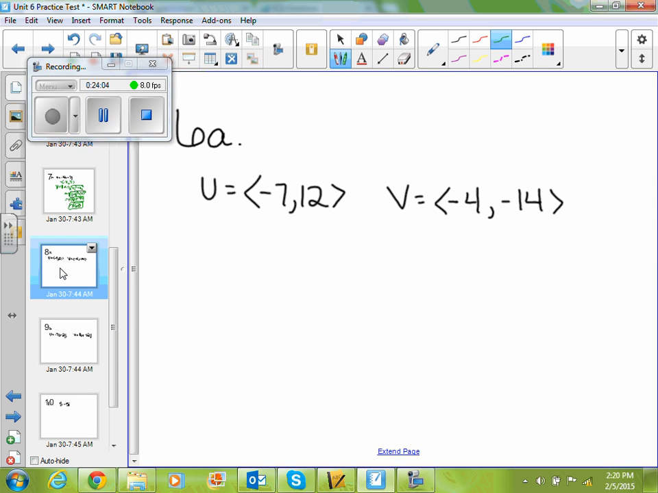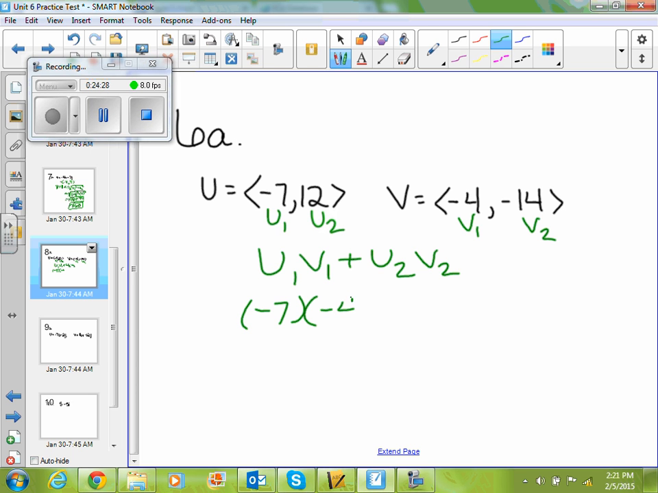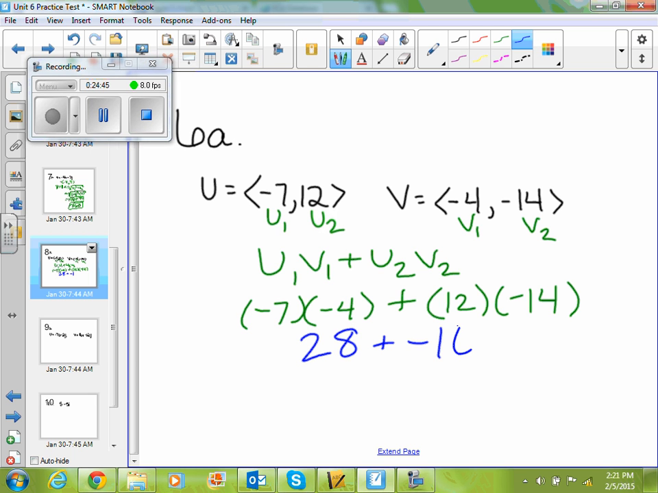Alright, for your dot product of u and v, the dot product is u1 v1 plus u2 v2. So this is u1, u2, v1, v2. So u1 is negative 7, v1 is negative 4, u2 is 12, v2 is negative 14. Negative 7 times negative 4 is positive 28. 12 times negative 14 is negative 168. And 28 plus negative 168 is negative 140.